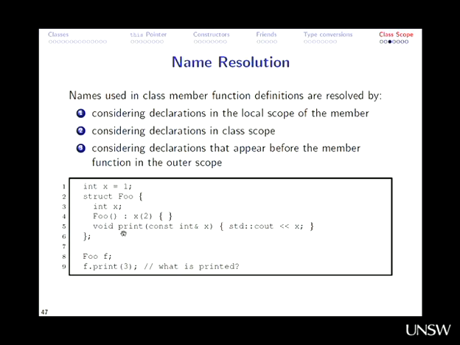We then have a print function. It takes in a reference to something that's also called x, and then we're saying print out x. So there's 3 x's in this program. We create foo f, and we say f print 3. What is going to be printed out? 1, 2, or 3?